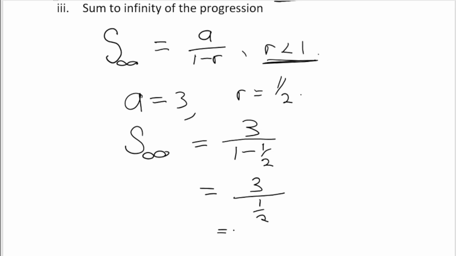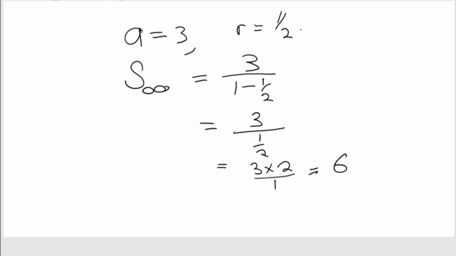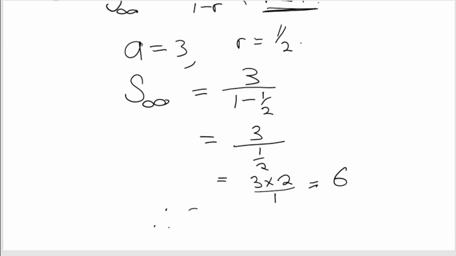And when we're dividing a number by a fraction, it's the same as saying 3 times the denominator of the fraction divided by 1, which gives us 6. And so we are saying, therefore, that the sum to infinity of this progression is 6. That is our solution.